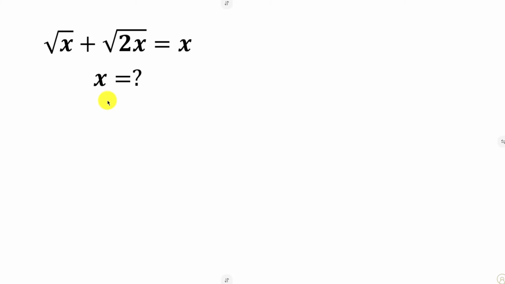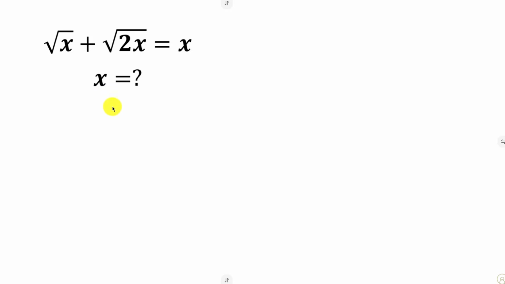We have this interesting question that says find the values of x given that the square root of x plus the square root of 2x is equal to x. Now we're going to be applying a trick to solve this question. You can see that we have the square root of x here. Now I'm interested in this x.